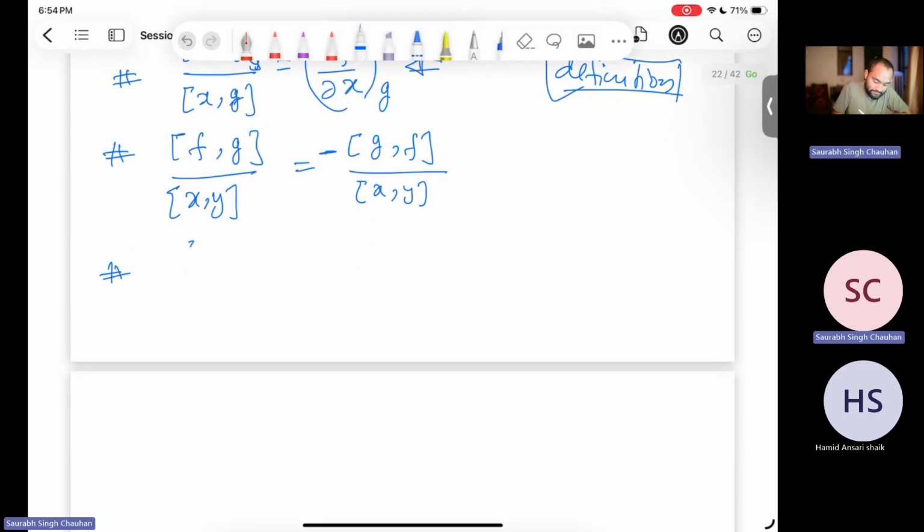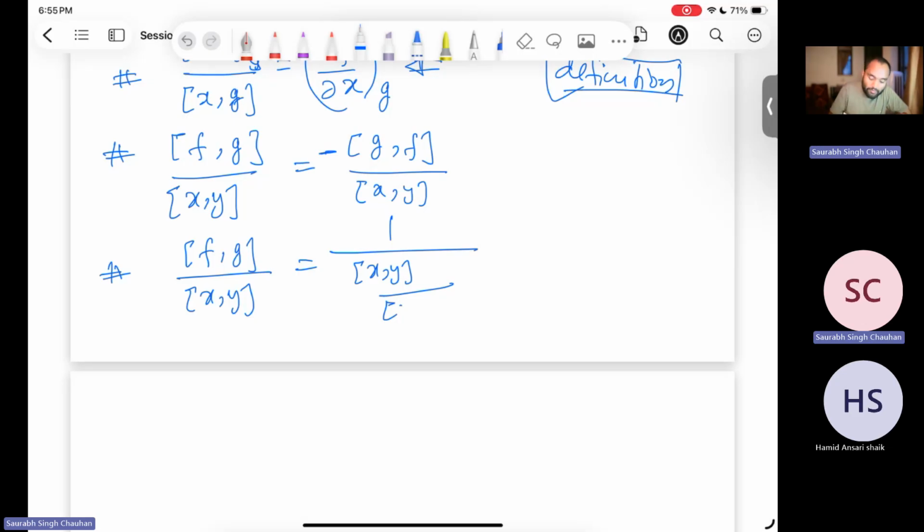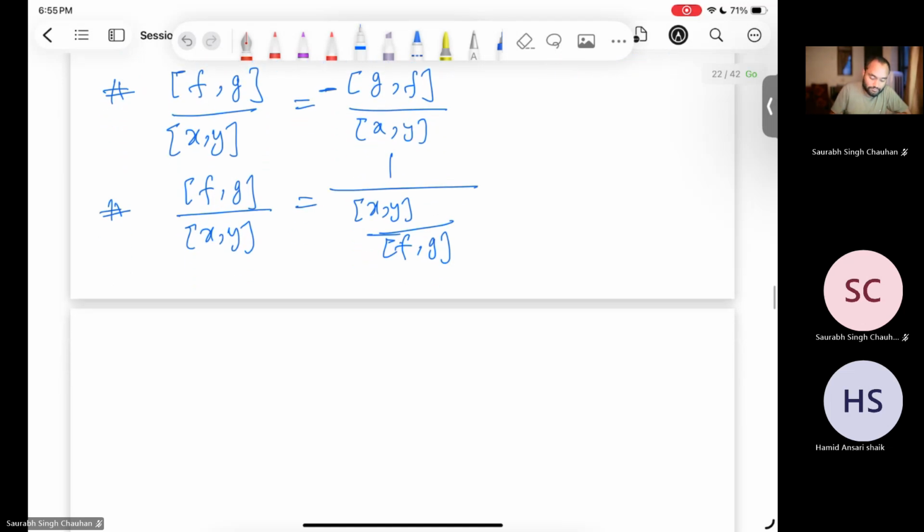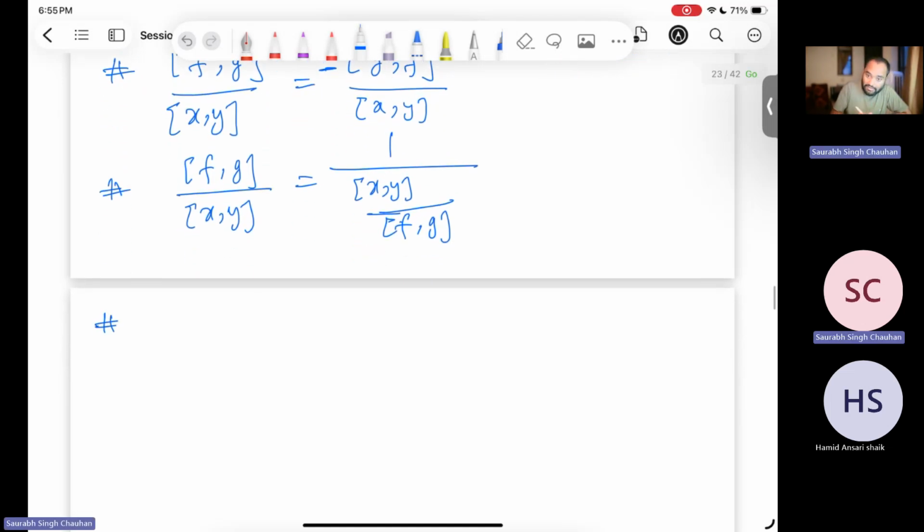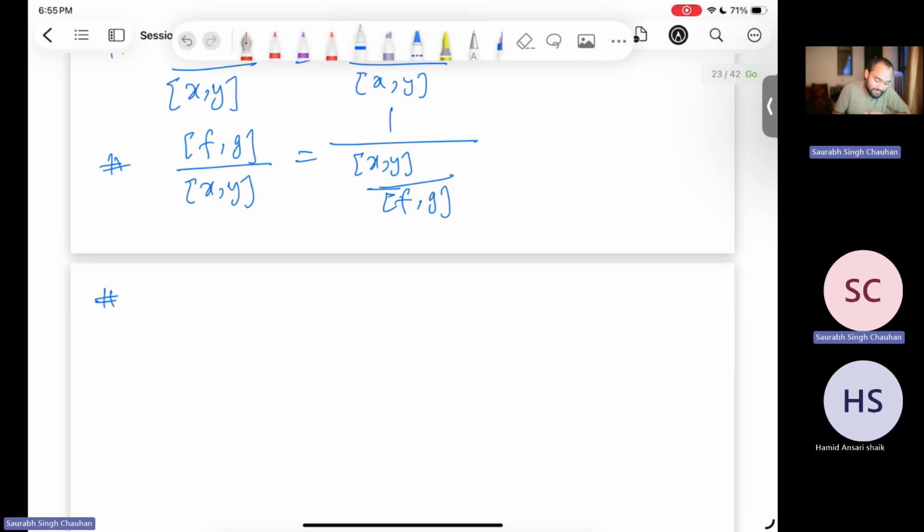Another property: Jacobian of f comma g with respect to x comma y, you can write as 1 divided by the Jacobian of x comma y with respect to f comma g. I know I am going very fast because of shortage of time. If you feel any difficulty in any step, you just stop me and I can slow down.